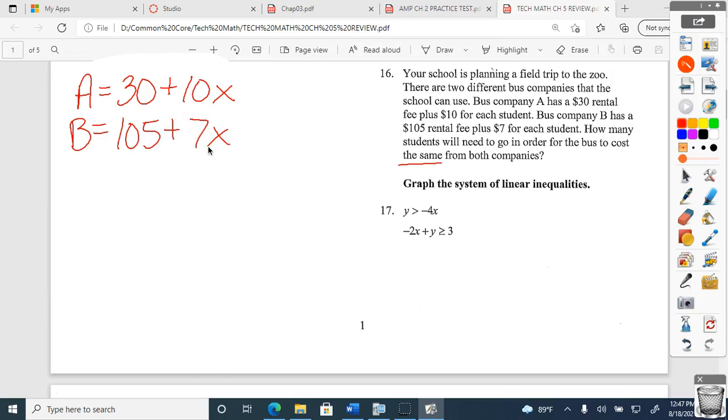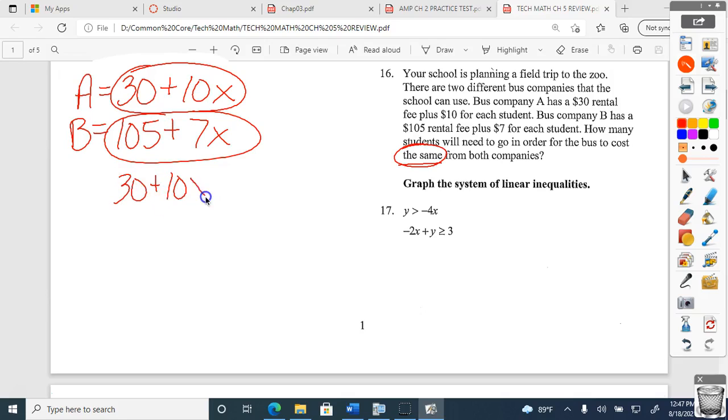And I need to figure out how many students have to go for it to be the same. So what am I going to do with these 2 equations right here? I want them to be equal. Okay? So this would be my setup, and you don't have to write this. I'm just showing you. I want 30 plus 10x to equal 105 plus 7x.